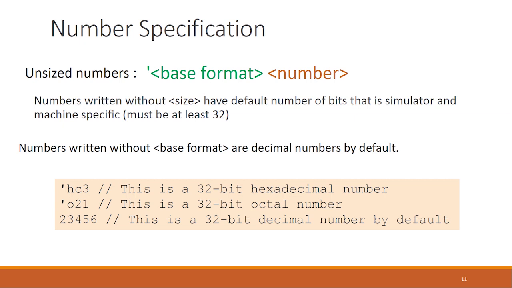So the numbers written without size have a default number of bits, that is simulator and machine specific. The size we are not specifying here, so the size is taken to be a default number that is decided based on the simulator and the machine on which the design is simulated. So this size must be at least 32.